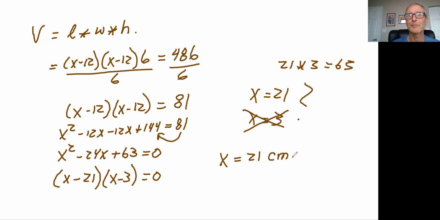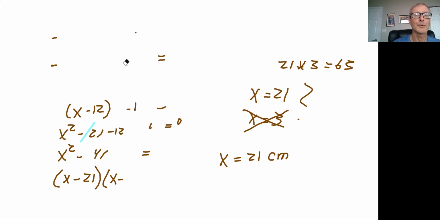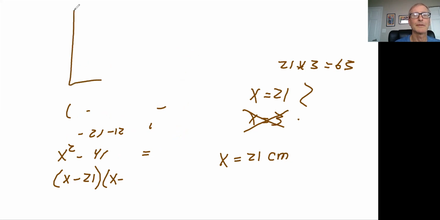So what would our piece of sheet metal look like, right? Our piece of sheet metal would be a square, and each side is 21 centimeters.